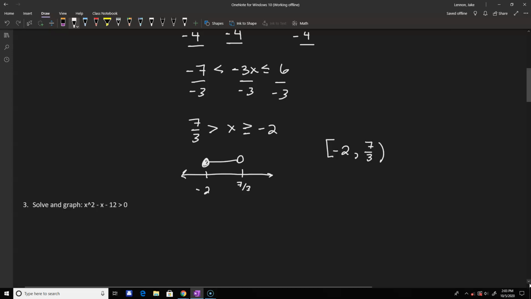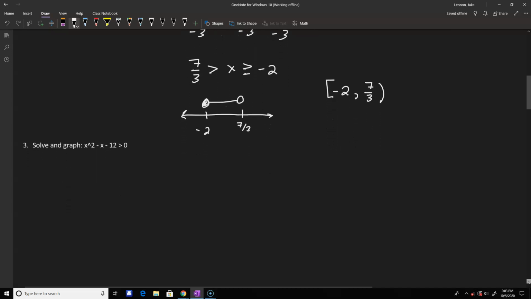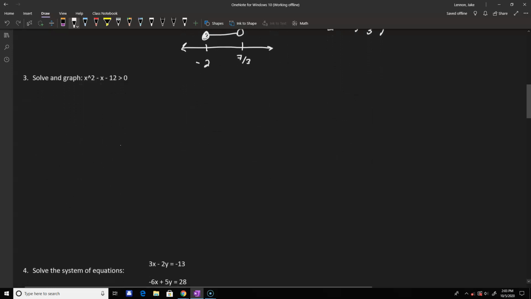Okay, so this next one we want to solve and graph the inequality. This one is a quadratic inequality. So we accomplish that by factoring. So this one factors pretty easily as x minus 4 times x plus 3 greater than 0.